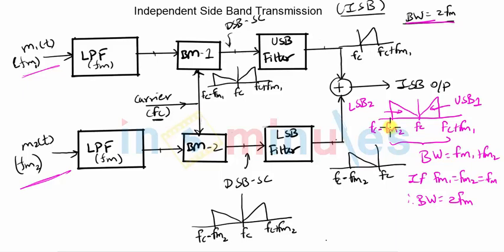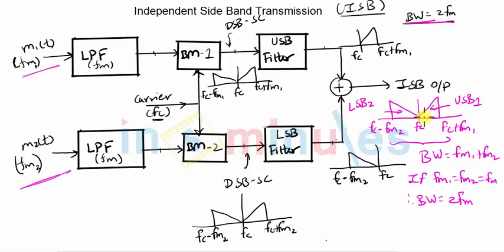By doing this, you get a double sideband signal with a bandwidth of twice FM, and with the same carrier. That is something which is more important. Using the same carrier signal, we are transmitting two different information signals. On the receiver side, all the receiver has to do is tune itself to the carrier frequency FC and have a bandwidth equal to twice FM. In that case, it will receive both the signals.